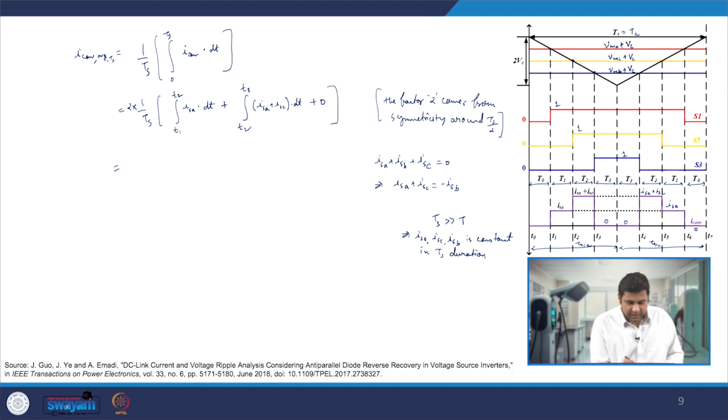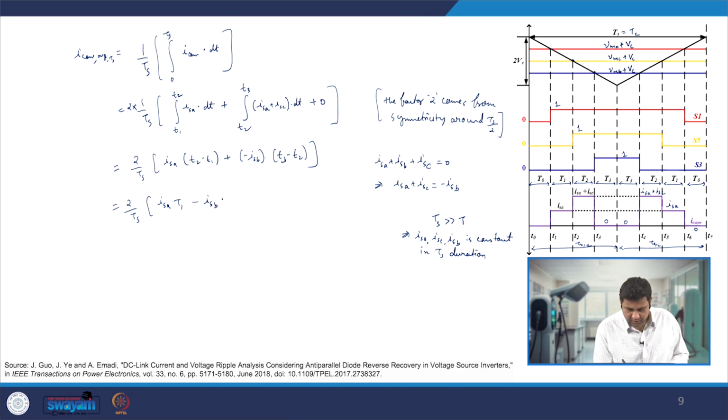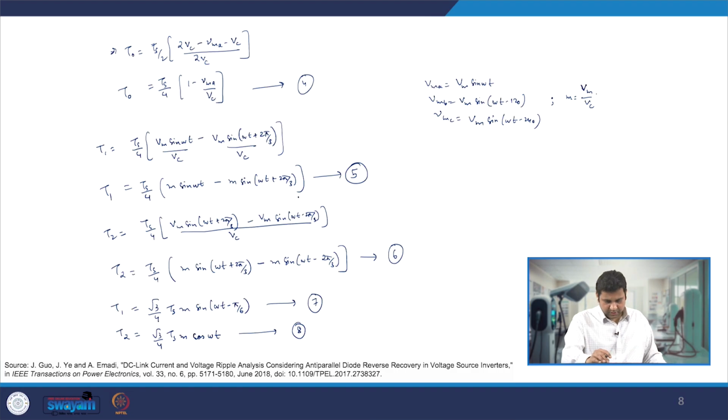So in that way we can just take out 2 by Ts, I_SA comes out, and then we have T2 minus T1 plus I_SB, I_SC I can just write minus I_SB into T3 minus T2. Now this T2 minus T1 is nothing but T1. So I_SA T1 minus I_SB T2. This is my I converter current average over Ts duration. Now let us define this as equation number 9.